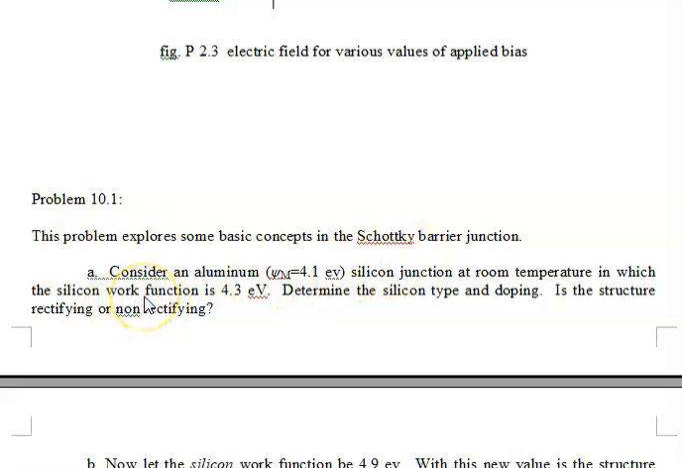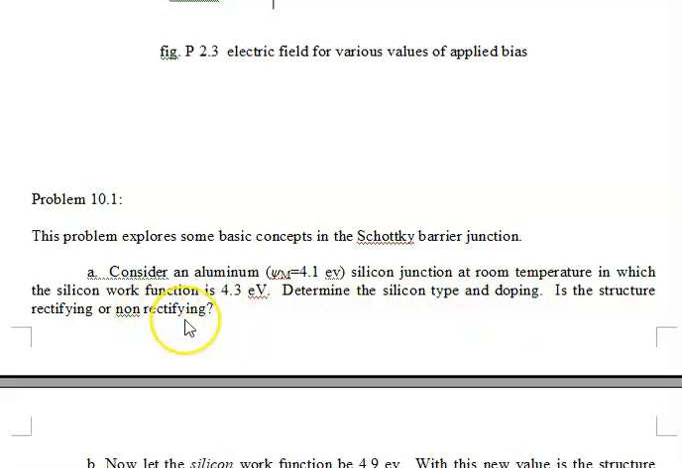We consider an aluminum metal. Now, aluminum metal, notice that the work function is quite a bit less than for nickel, 4.1 versus 4.65. That's more typical of most of the metals that we encounter. The two outliers are nickel and gold. And the silicon work function is 4.3. I would say, just off the top of my head, it's probably N-type. And they want to determine the silicon type and the doping.